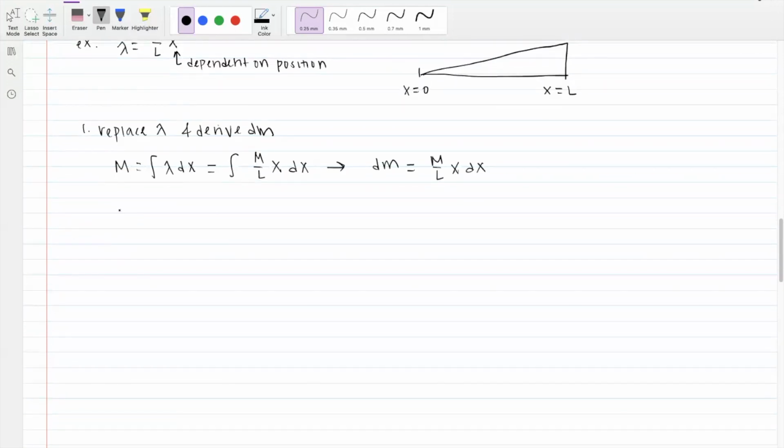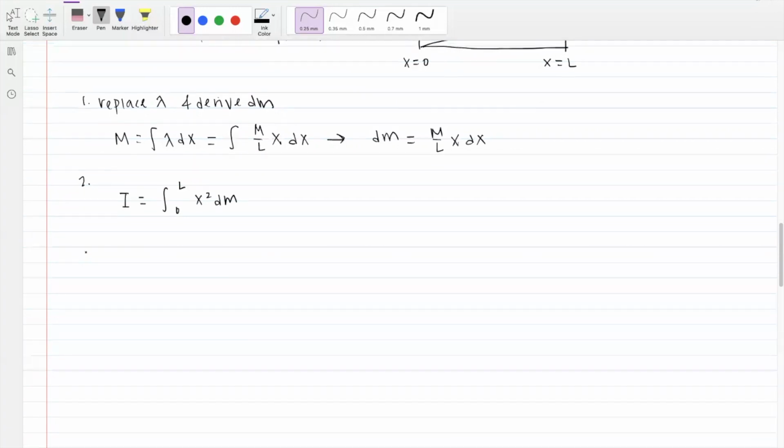And then we can use the same operations as we did earlier. So first, we're going to write our moment of inertia equation with limits. So moment of inertia from 0 to L, x squared dm. And then we're going to replace this dm with what we derived here, m over L x dx. And this is simplifying what we have here.